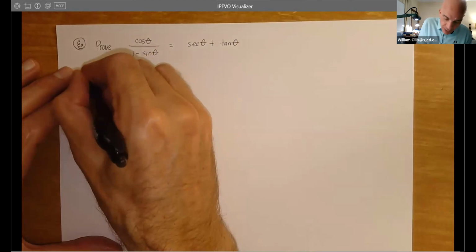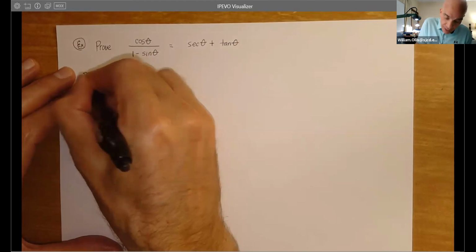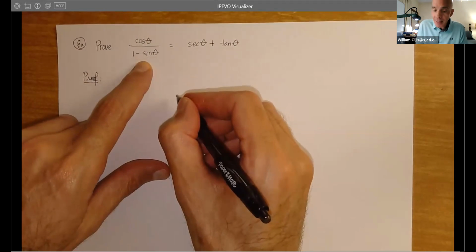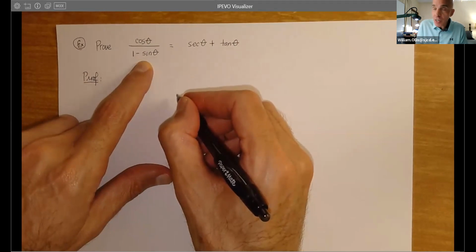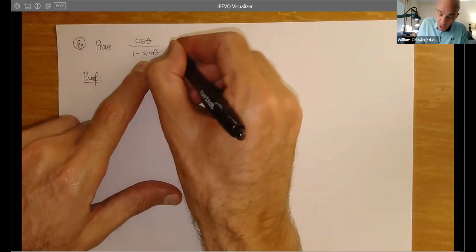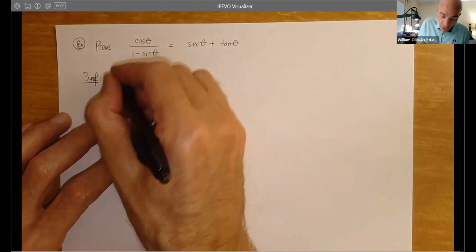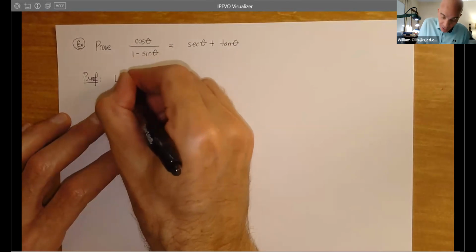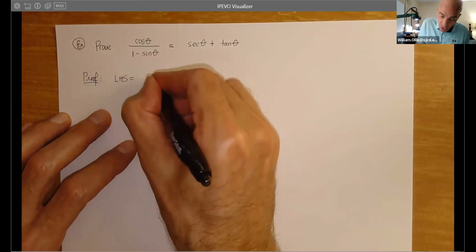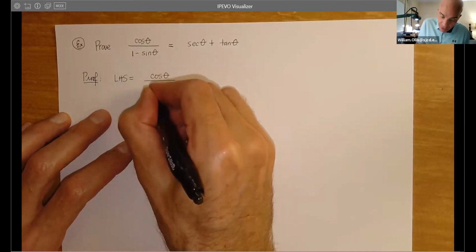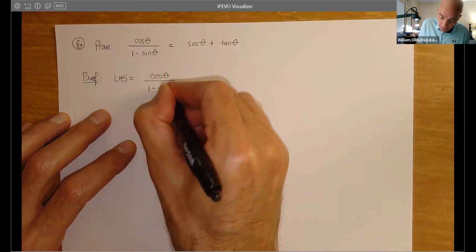So now when we look at this proof, I'm going to go with the more complicated side, at least, and use a conjugate technique, which is something we've used before and which you will also use again in the calculus. So let's start with the left-hand side so I can show you this technique. So we'll have cosine theta. So it's going to be a convenient one, but it's going to be a little bit different.